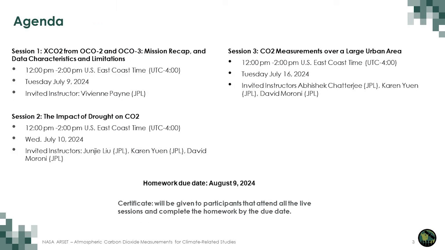And this is the agenda for this webinar series. There are three sessions. The next one will be tomorrow, Wednesday, July 10th, on the impacts of drought on CO2. It will include a demo on how to use OCO2 data to assess the impacts of drought from an El Nino event. And the third session will be on Tuesday, July 16th. It will be on CO2 measurements over a large urban area. So the demo associated with that session will be on the use of OCO3 data over a large metropolitan area.